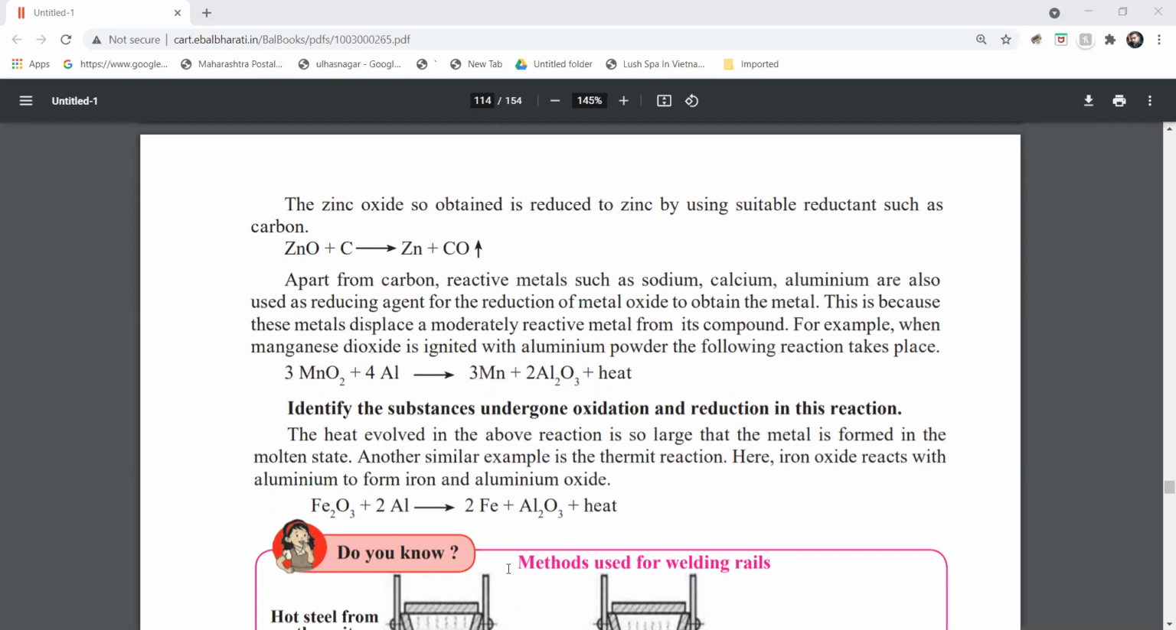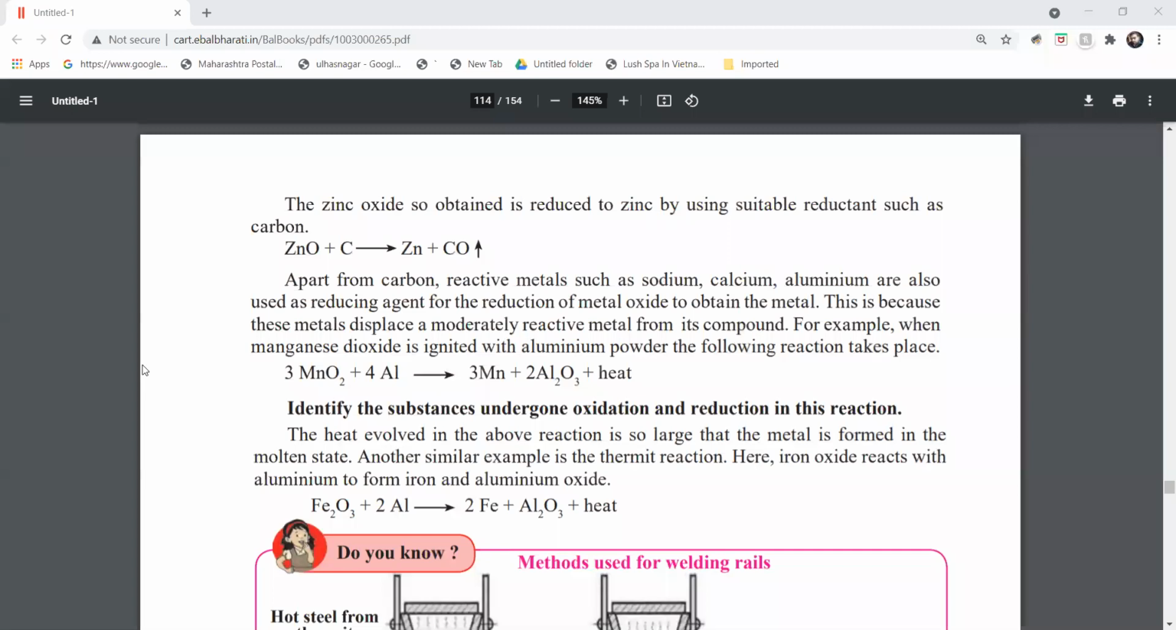Apart from carbon, you can also use reactive metals such as sodium, calcium, and aluminum as a reducing agent. And in that case, because these other metals are more reactive, they will displace the moderately reactive metal from its compound. Because they are stronger, they will remove the less reactive metal from it. So when magnesium oxide and aluminum are combined, you get magnesium separated and alumina is created. But obviously you don't use that because aluminum is expensive. You will always use cheaper options, but this can be done.